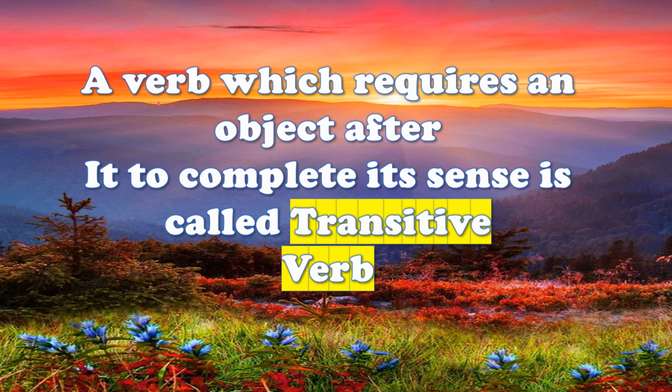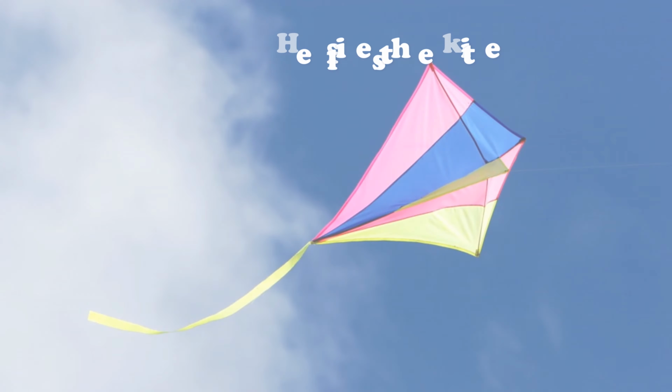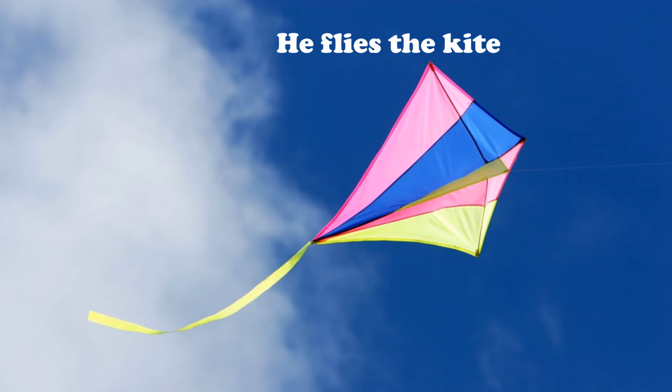That is the first kind of verb. A verb which requires an object after it to complete its sense is called a transitive verb. An example of a transitive verb is he flies the kite, because here the kite is the object. If there was no kite, then it would be something like this. He flies the. What does he fly? Well, he flies the kite. So this is a transitive verb.